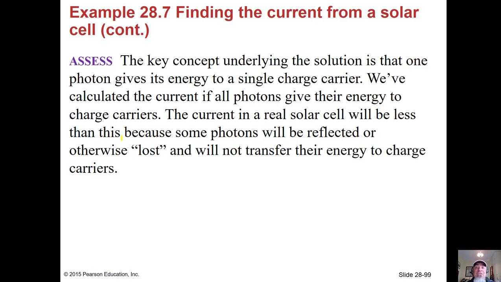And that's like maximum efficiency. So the key concept underlying the solution here is that one photon gives its energy to one electron. That one electron is freed. It's a charged particle. It moves, and that's where the current comes from. Okay, real solar cells give less than this because some photons are reflected. Some will not transfer their energy, that sort of thing. So this is ideal conditions. That's the best you could hope for.